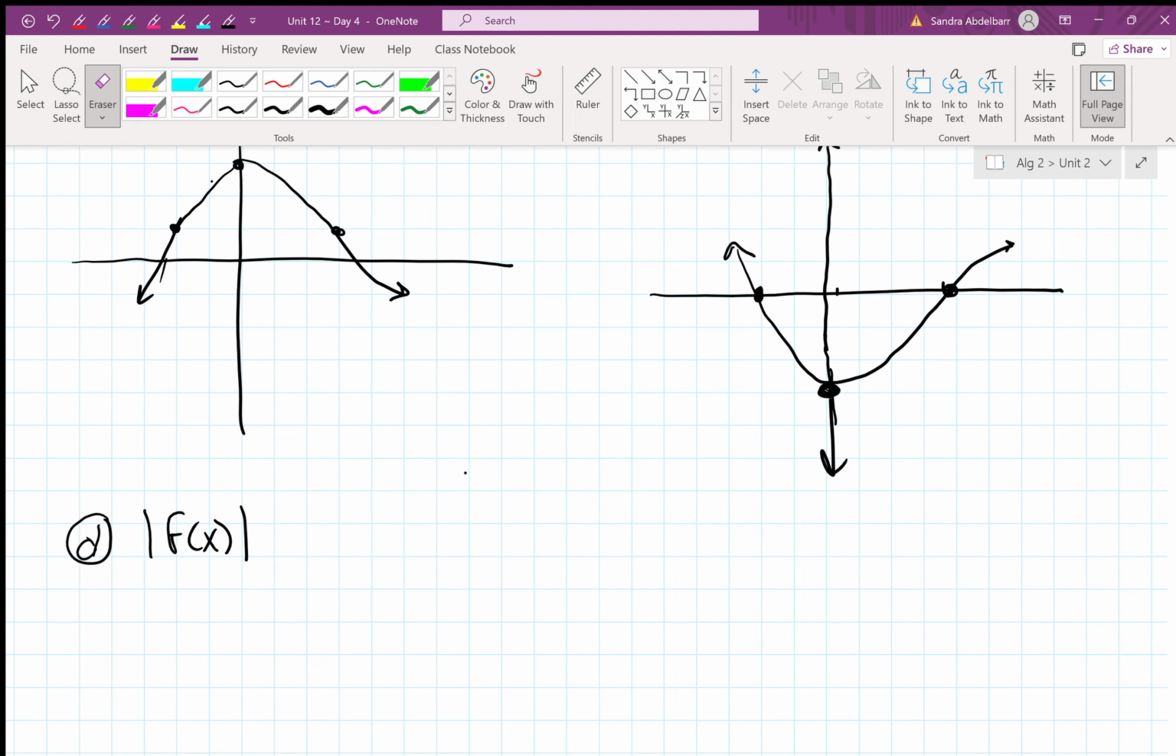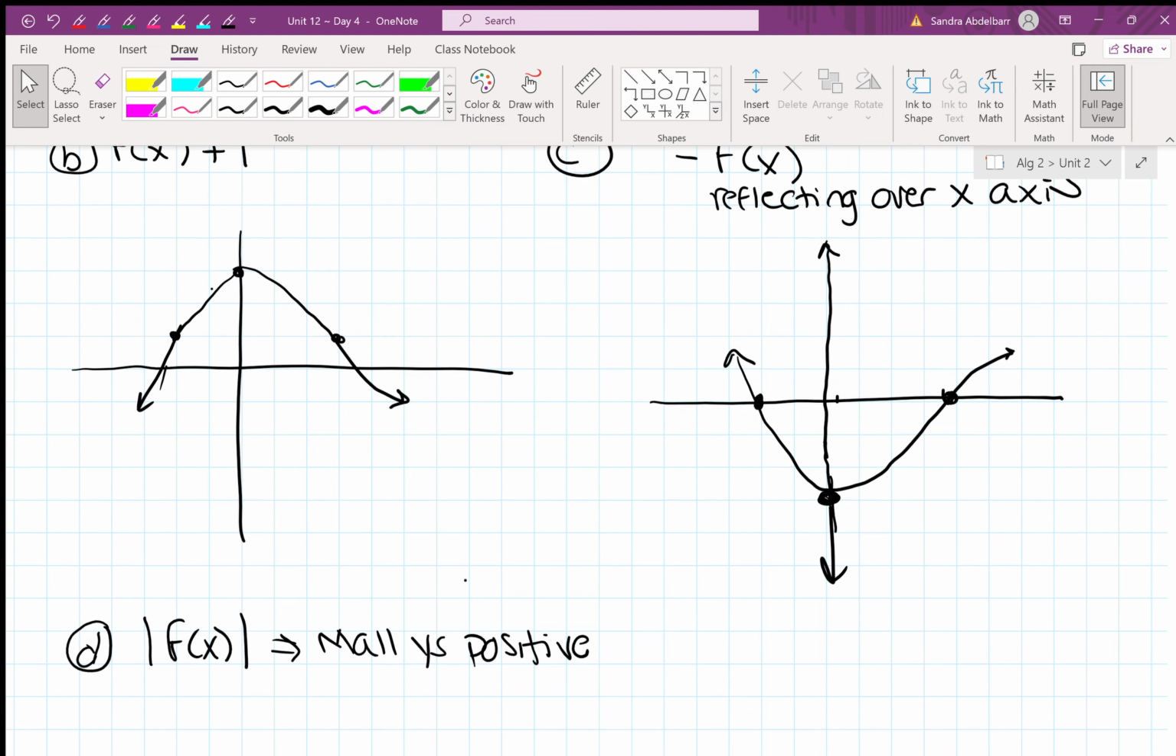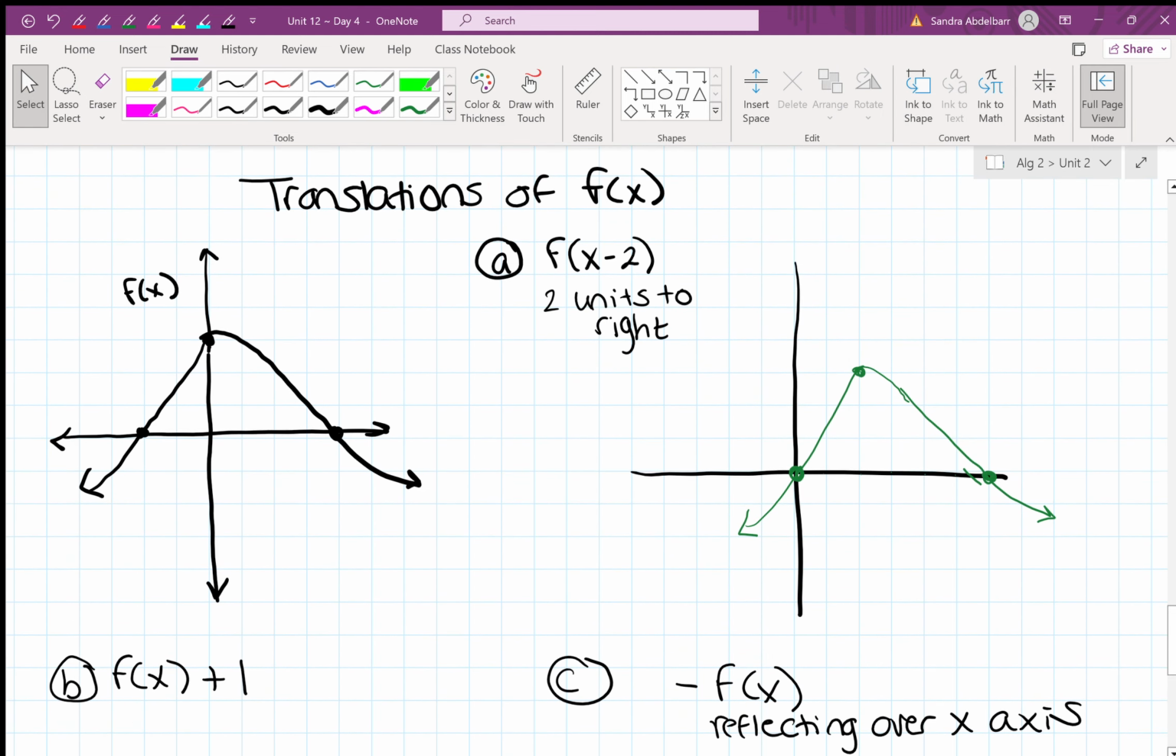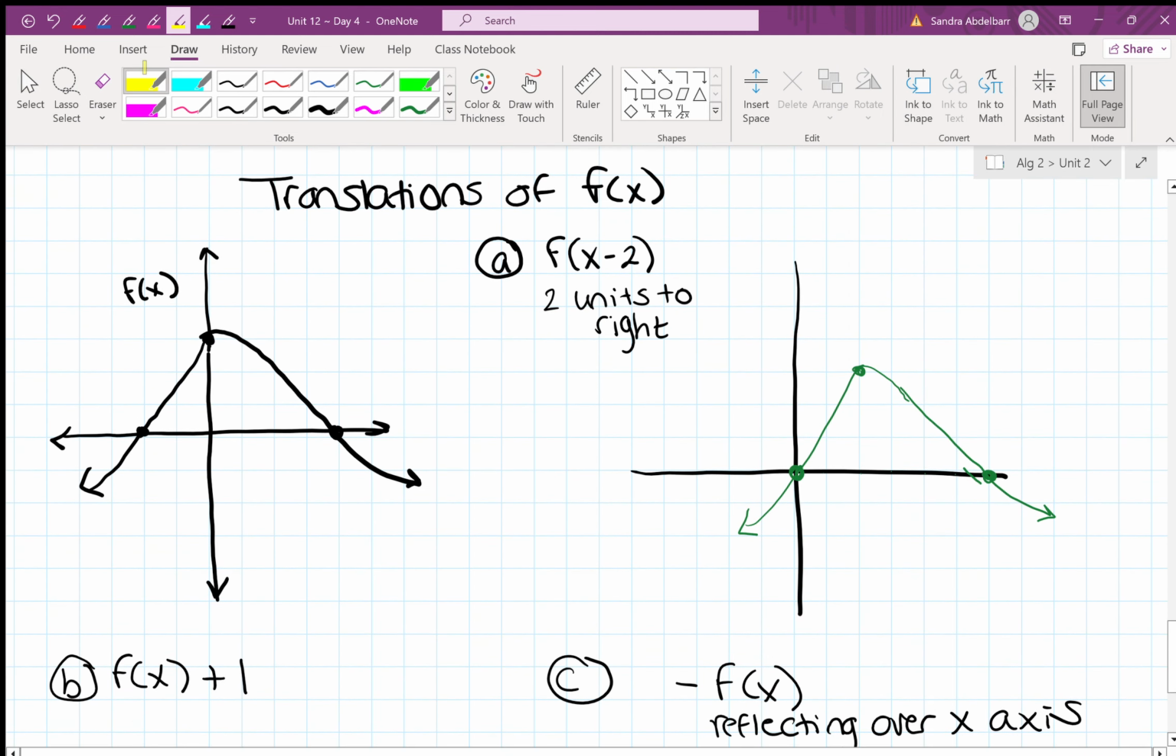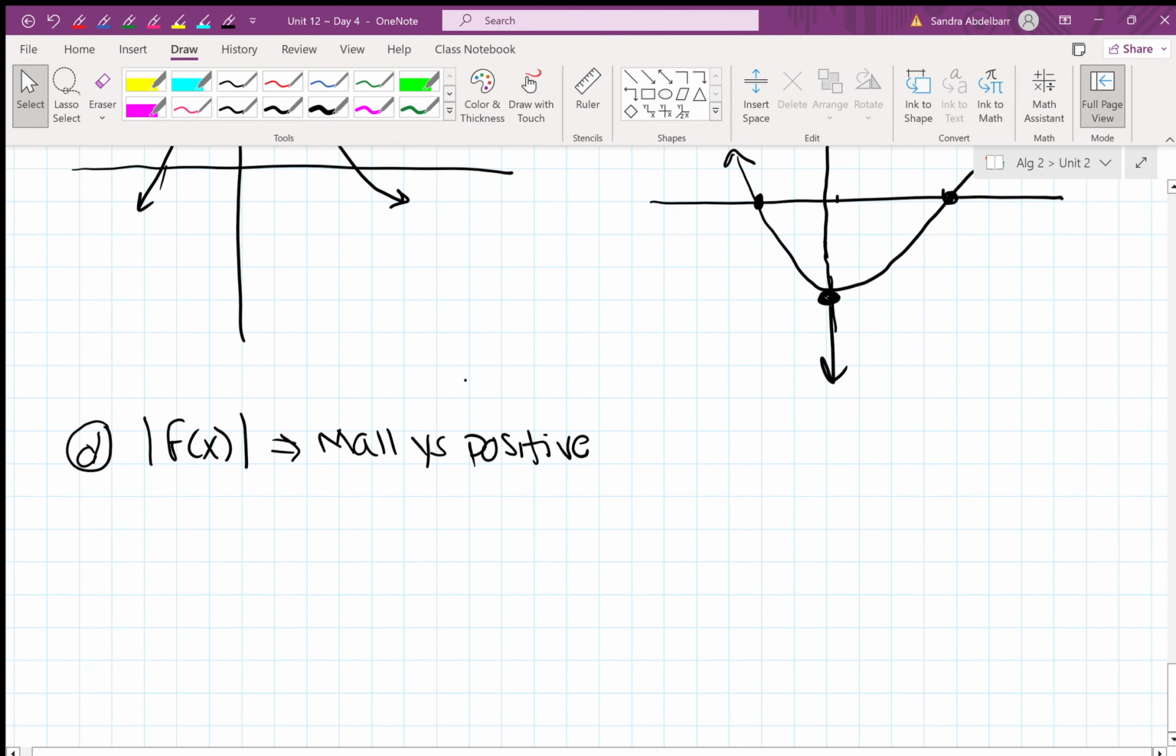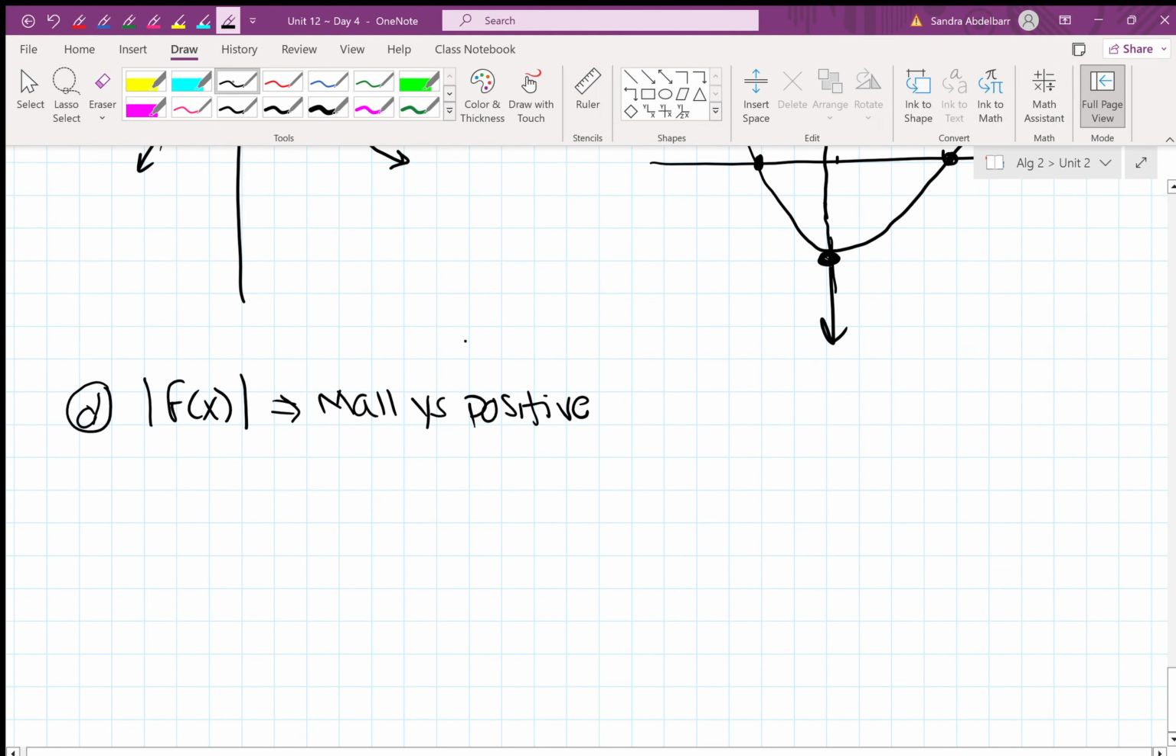All right, so f of x, the absolute value is make all y's positive. So you go back to your original f of x, and what does that mean? Where are we negative? We're negative here, and we're negative here, right? So what does that look like? No, we don't stop. You bounce back up, exactly.